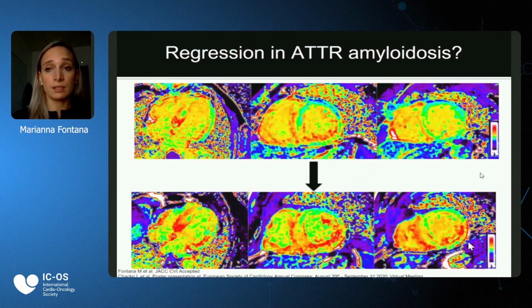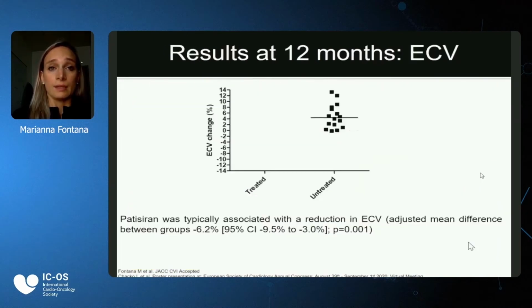But what about TTR then? This is the results of a study of 16 patients who were treated with patisiran, a drug that is able to reduce the TTR production by 85 to 90%, compared to 18 patients not on treatment with any disease-modifying treatment. And what we noticed is that patisiran was typically associated with a reduction in ECV with an adjusted mean difference between groups of minus 6.2%.